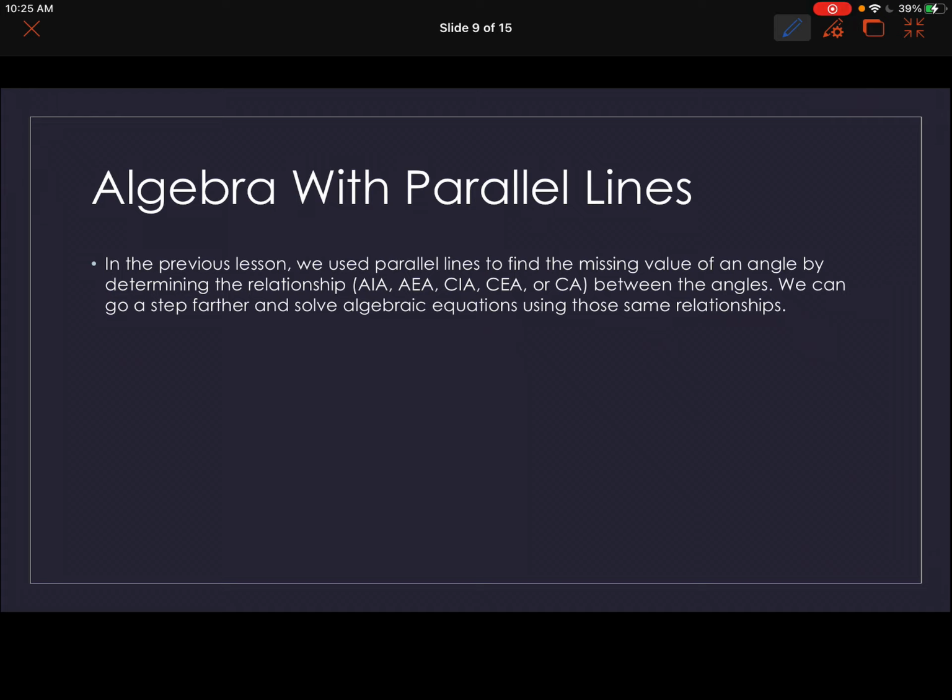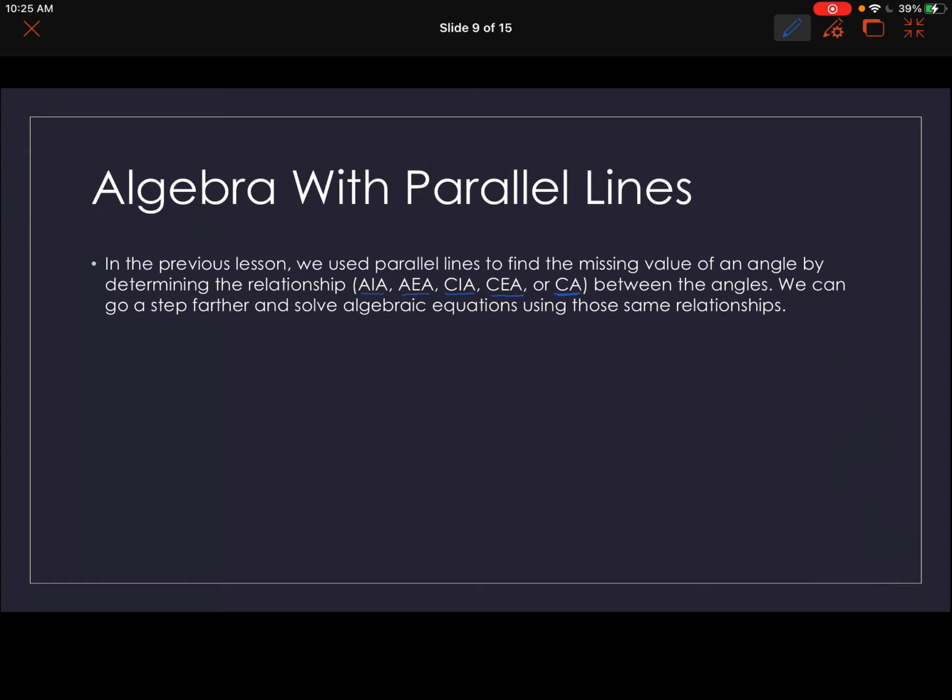And so now we're going to work with algebra with parallel lines. In the previous lesson, we used parallel lines to find the missing angle value by determining a relationship. We are abbreviating. AIA is alternate interior angles. AEA is alternate exterior angles. CIA is consecutive interior angles. CEA is consecutive exterior angles. And just CA is corresponding angles.